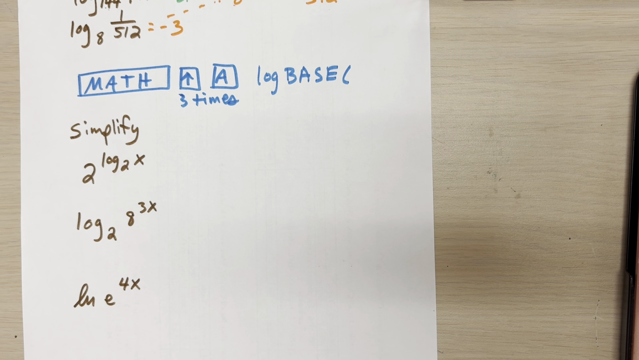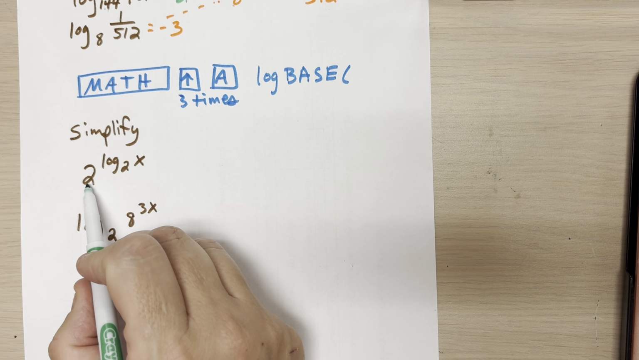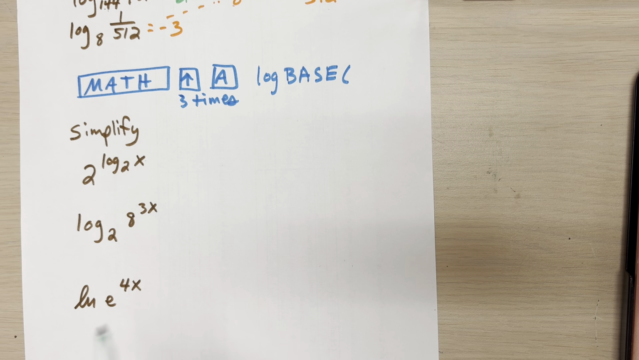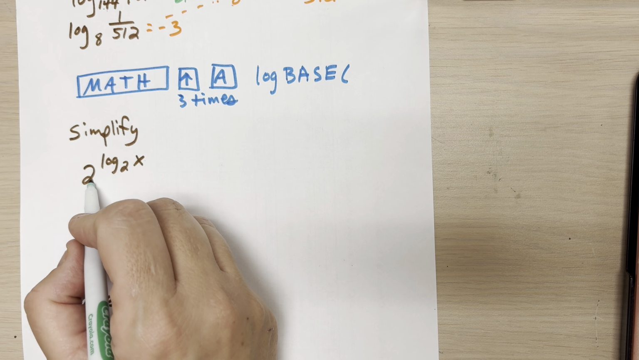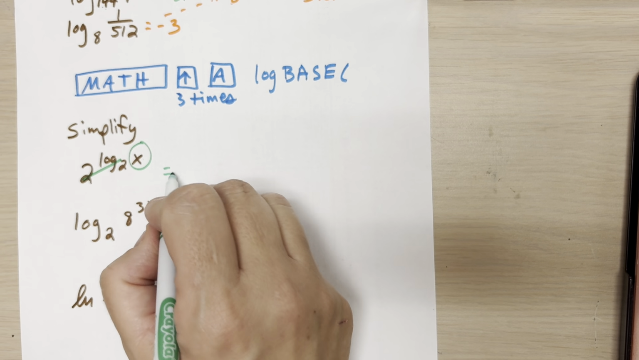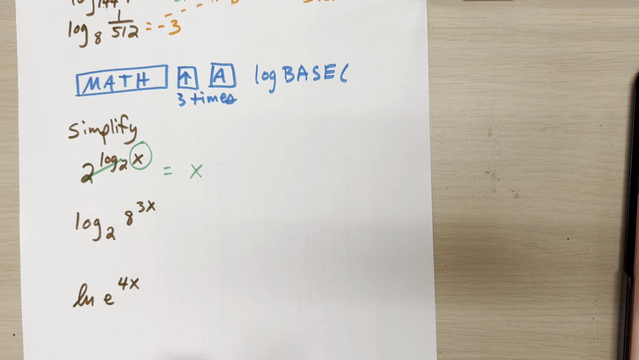All right, so let's look at this. We have 2 raised up to the log base 2 of x. To simplify this, all we're going to do is kind of cancel out this 2 in log base 2, and we're left with x. That's our answer, that's all we do. Now, does it get weirder?